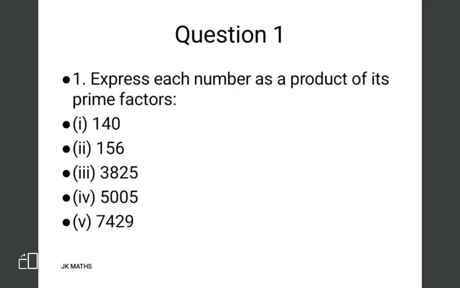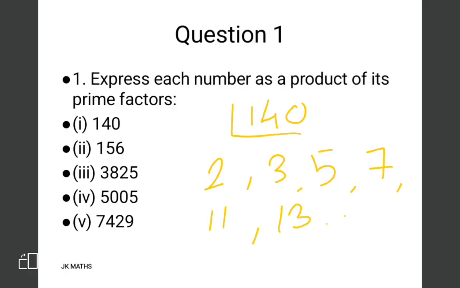See, what they are asking to do is express each number. That is, we should express the 140 into splitted form. Okay, so this is called prime factorization. To do this, we should put like this and we should insert the number inside it. So now to do this, we should use only prime numbers to do the prime factorization. So what are the prime numbers? Let's see. 2, 3, 5, 7, 11, 13 and so on.